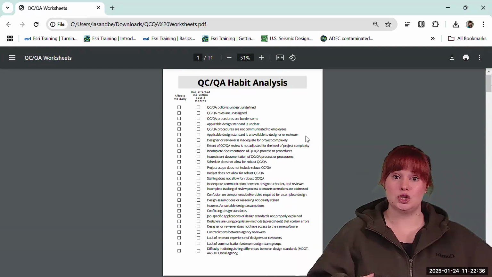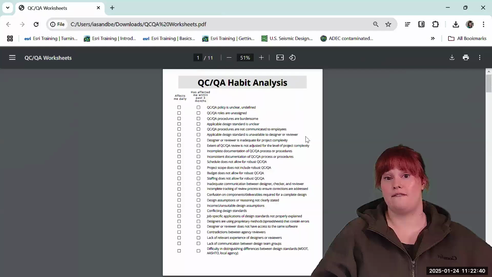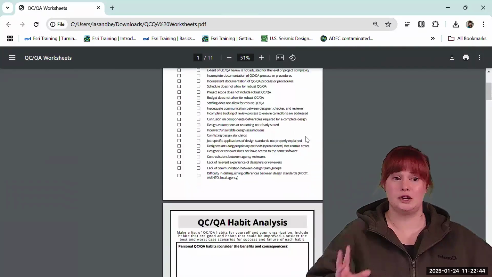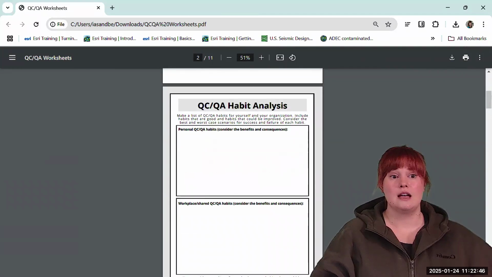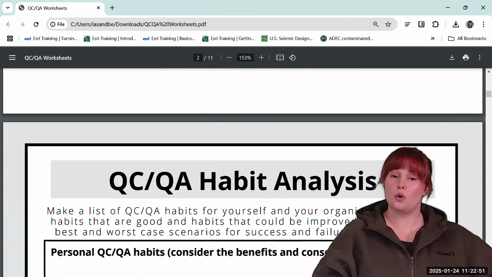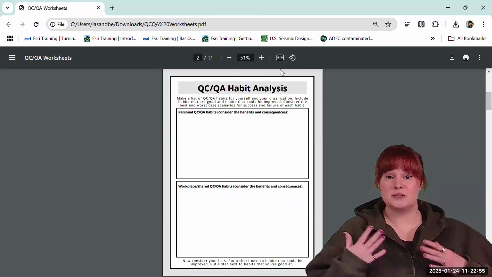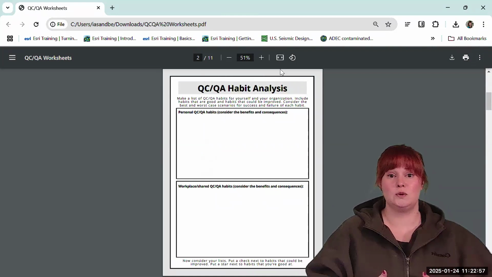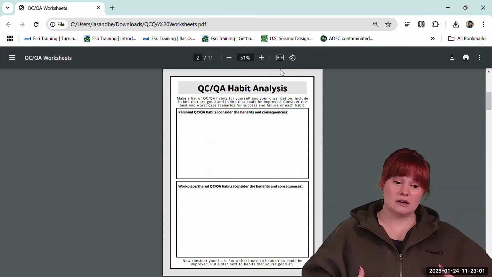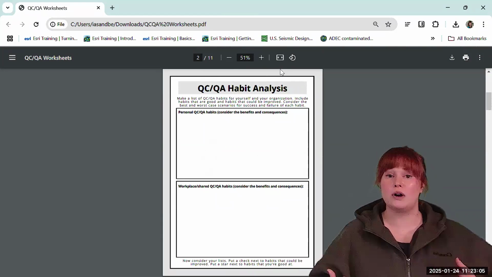So you want to go through this sheet, kind of check off and see, how often are these things affecting me? And then once you've completed that worksheet and kind of got your brain thinking about things, then move on to this second worksheet where you're going to think about kind of your own personal habits. And they can be good or bad habits. Maybe there's something that you're really good at doing in terms of QC, QA, and you're really consistent with it. Write that down. Maybe there are some other things that you need to improve on a little bit.